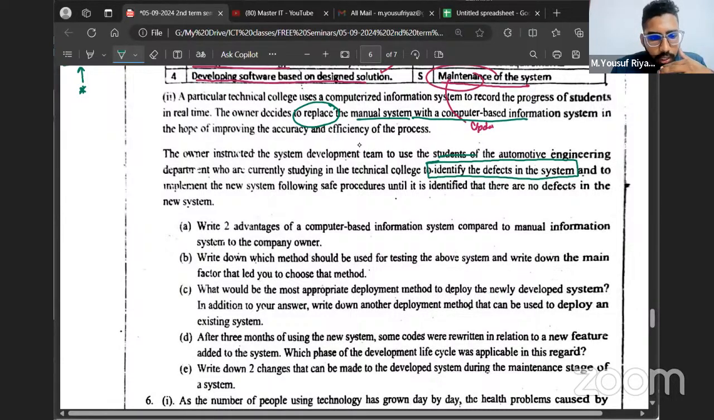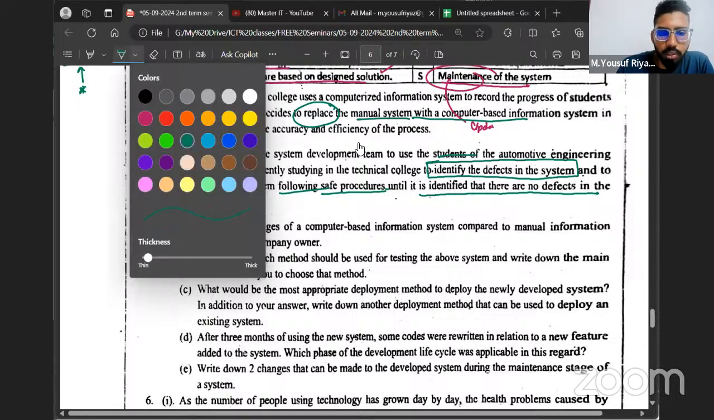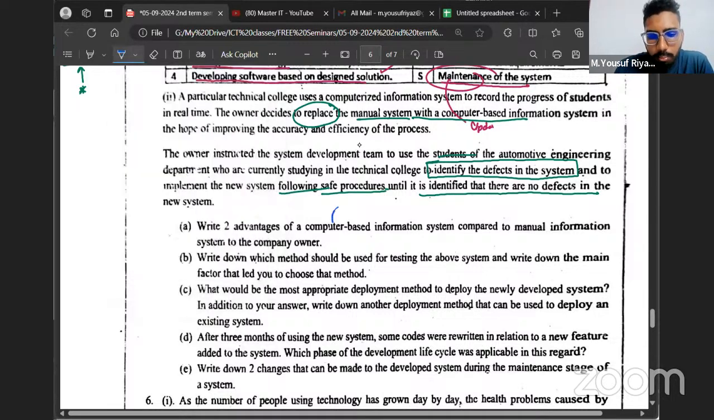And to implement the new system following safe procedures until it's identified that there are no defects in the new system. Okay. So they're asking to implement the new system following some safe procedures, it seems, until it's identified that there are no defects in the system. Fine. That's also another point they have mentioned. Write two advantages of a computer-based information system compared to a manual information system for the company owner. Right now, in terms of creating a system, by default, some people when they're starting companies, they might have a manual system. One thing manual systems are.